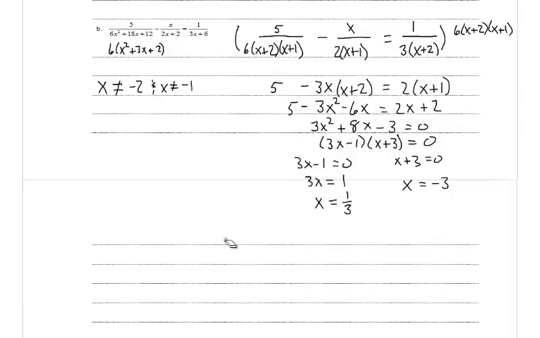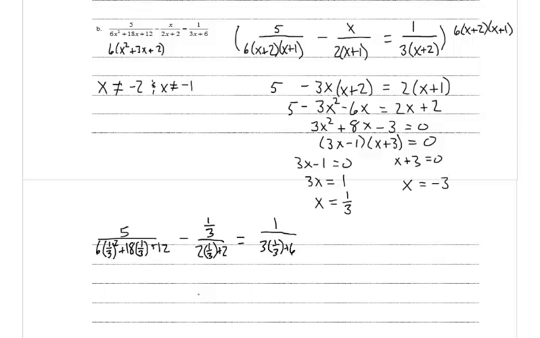And now we need to verify our answer by plugging in our x values found into the original equation. So we have 5 divided by 6 times 1/3 squared plus 18 times 1/3 plus 12 minus 1/3 divided by 2 times 1/3 plus 2 is equal to 1 over 3 times 1/3 plus 6. And when you do the arithmetic, 1/7 is equal to 1/7. So that means that x is equal to 1/3 is a solution to our equation.